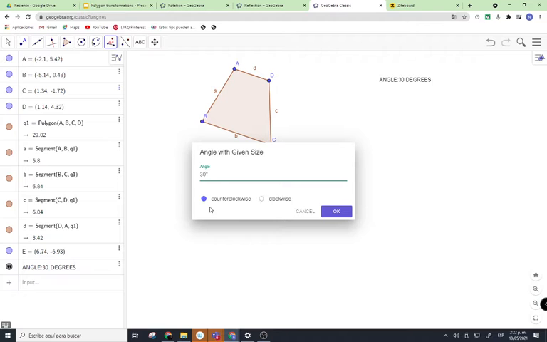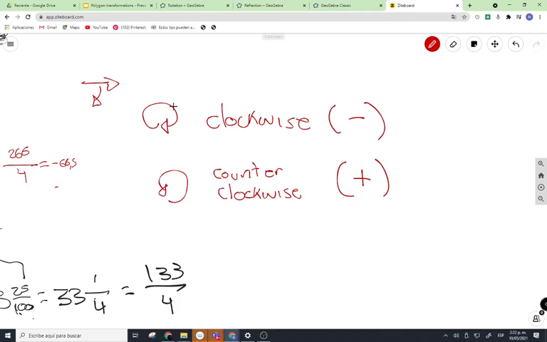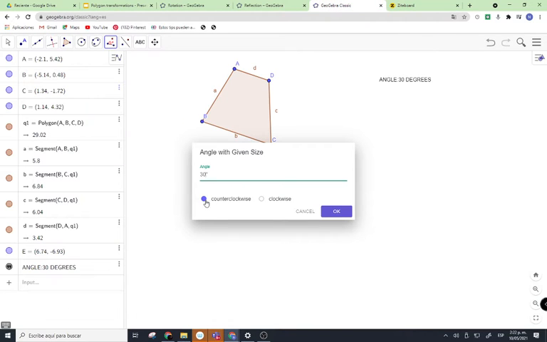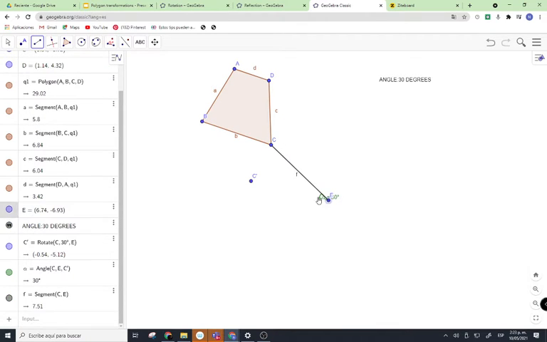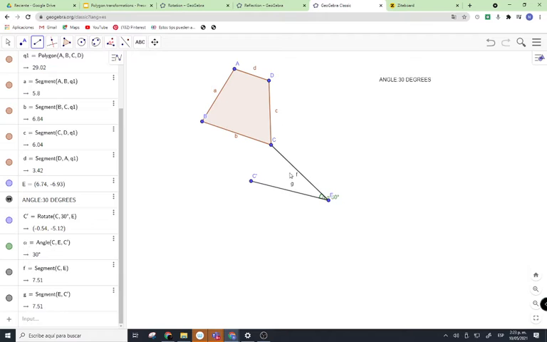And then I decide if I want to make it clockwise or counterclockwise. Remember, clockwise is in the same direction as the clock, or also the negative angles, and counterclockwise is the opposite of the clock, or the positive angles. Okay, so I am going to make it, why not, counterclockwise, in the same way, positive angles. So look, GeoGebra made this angle. I am going to show it by making the segments that join these points, but this angle is of 30 degrees.